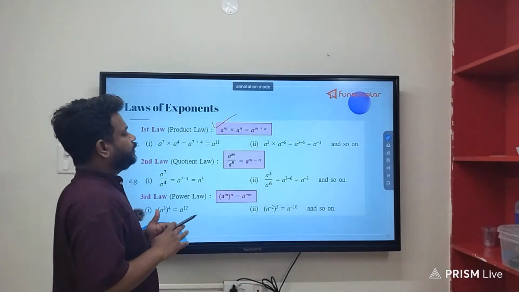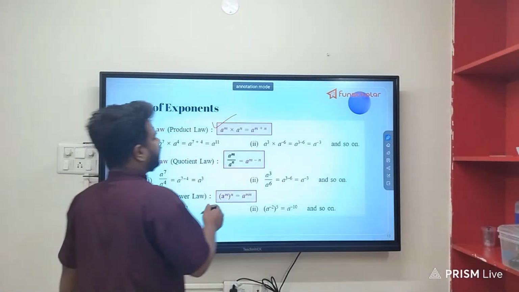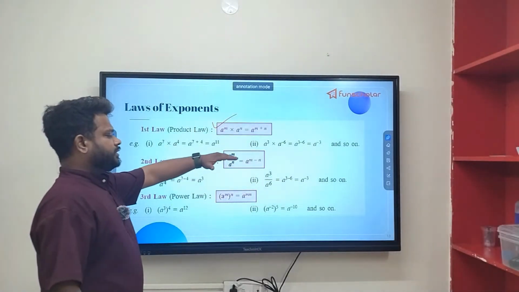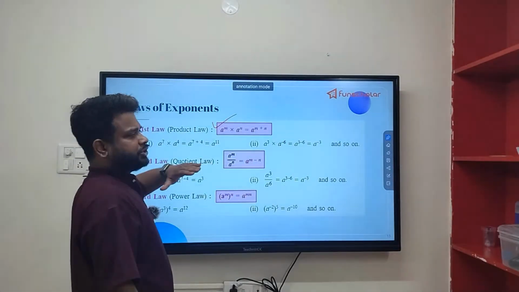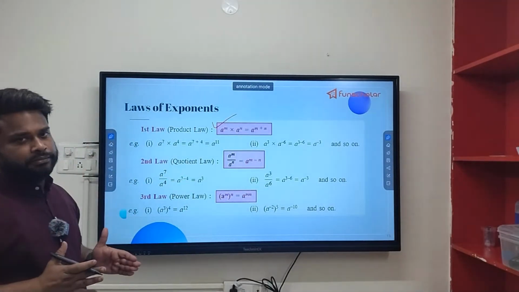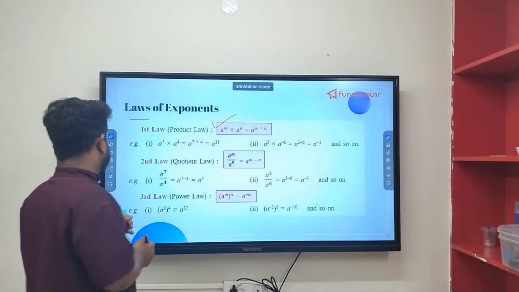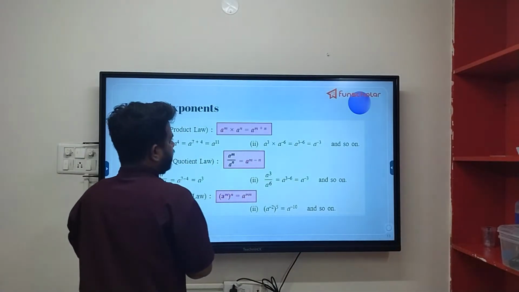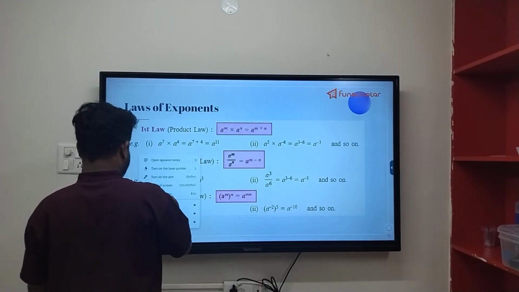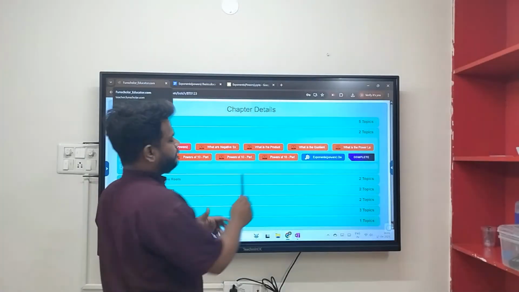Before going to the video, this law is similar to the multiplication law. If we divide a to the power m by a to the power n, if we have the division operation there, there will be subtraction between the exponents of the numerator and denominator. So let's watch the video first, and then I will clear all the things.